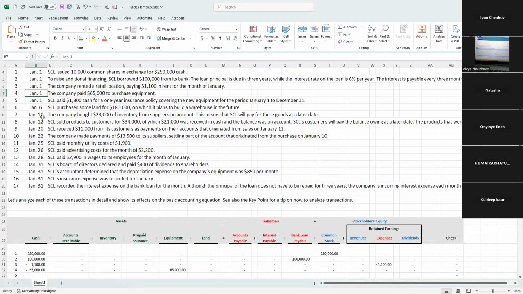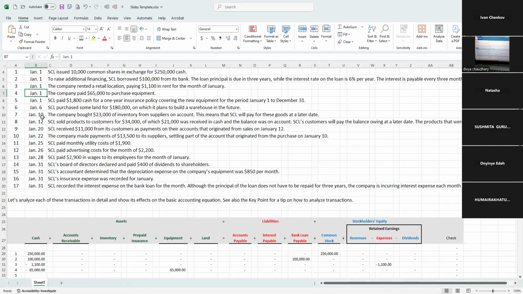On January 1st, how much of the insurance have we used? Nothing. We haven't used it as yet. We purchased it, $1,800, the same day. The month hasn't started yet.